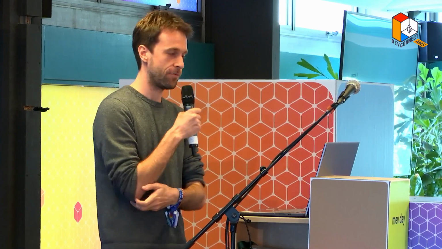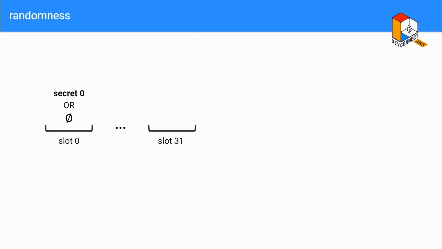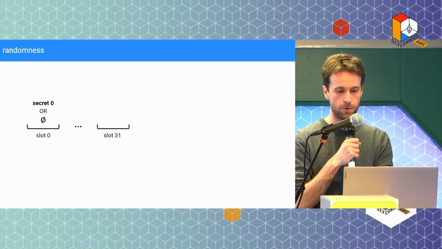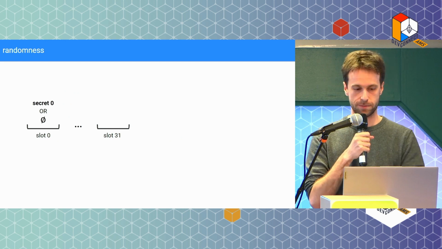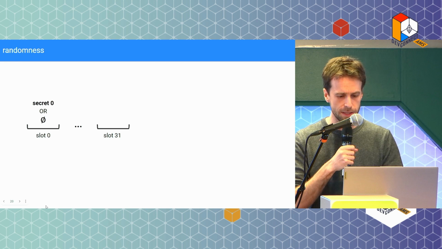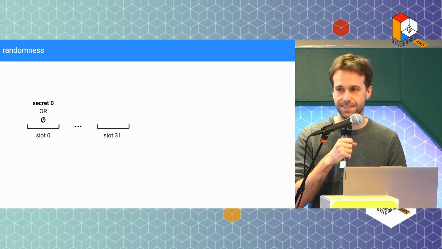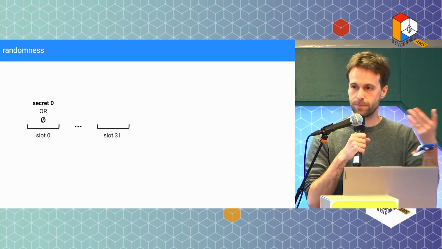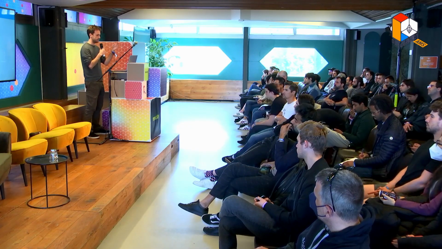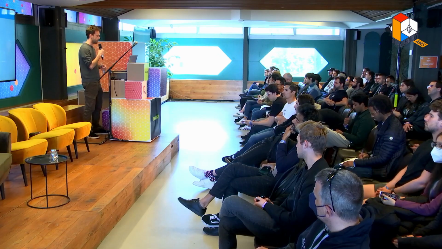Okay, so what about randomness? How does MEV come into play with randomness? The way that we do randomness today is with RANDAO. The way it works is that we have an epoch, which is made of 32 slots, slot 0 to slot 31. And at each slot, the proposer is invited to reveal a secret they've committed to at the time of registration. So there's secret 0 all the way up to secret 31.